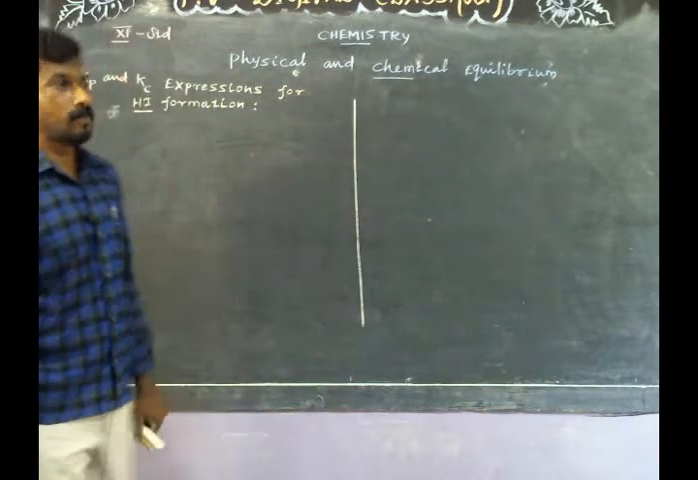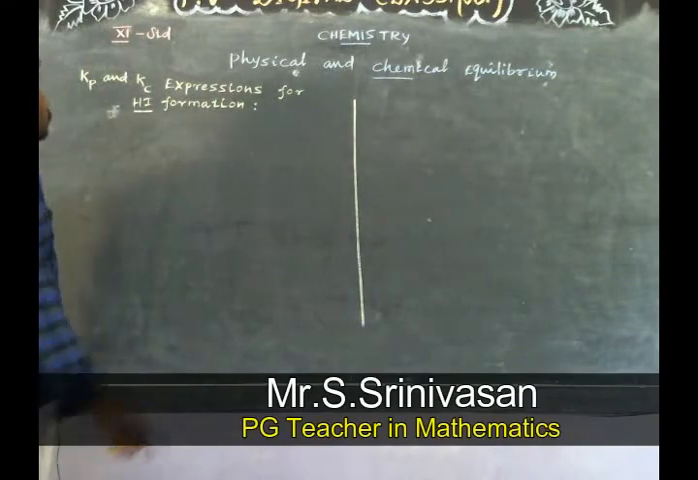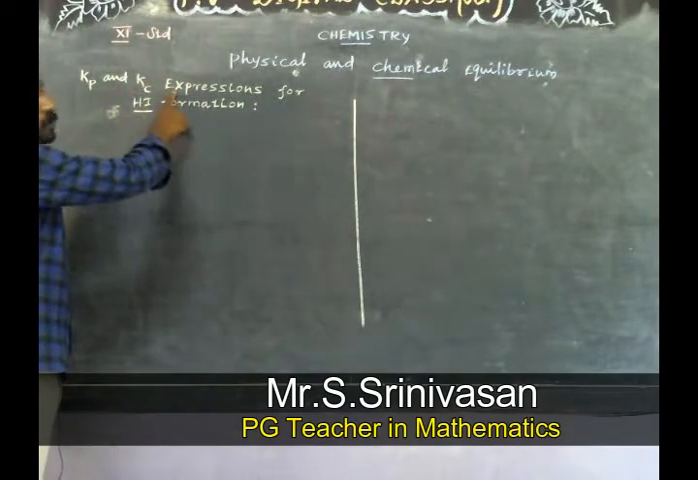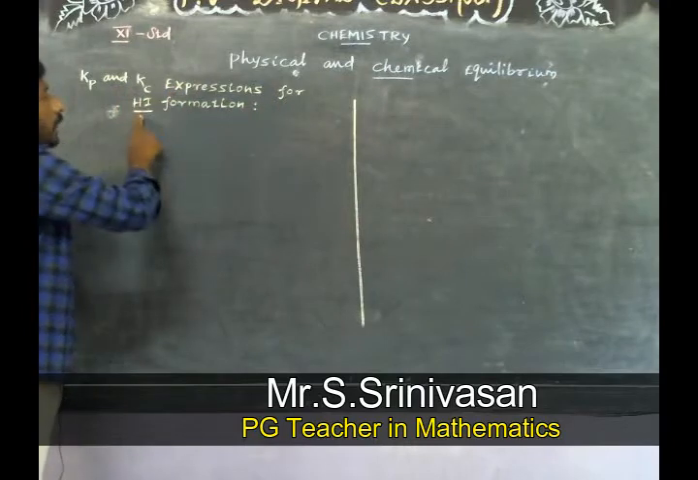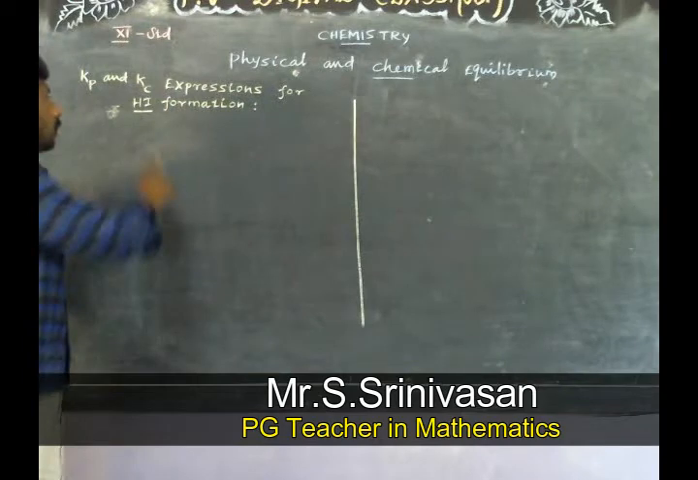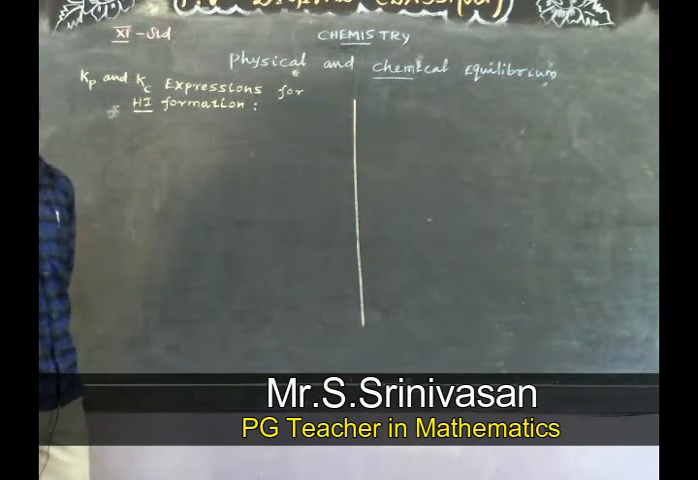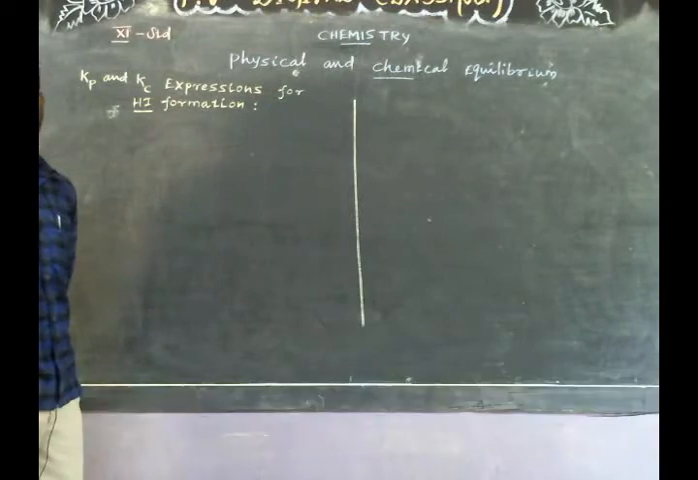Good morning, students. In this class, I am going to derive Kp and Kc expressions for hydrogen iodide formation. Hydrogen iodide is formed from hydrogen and iodine.